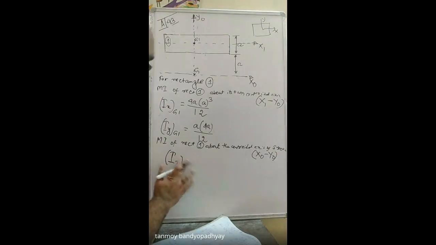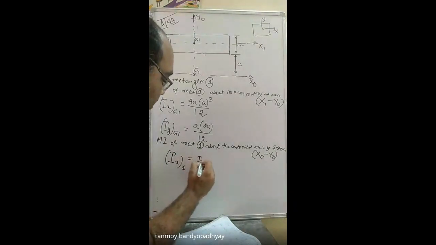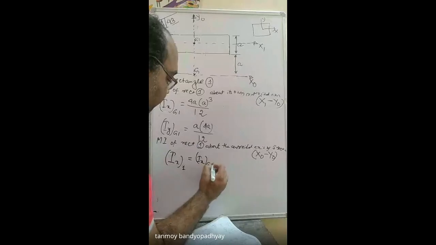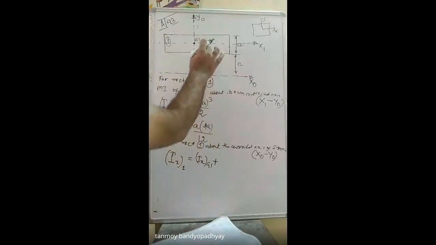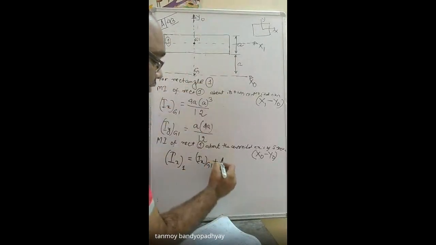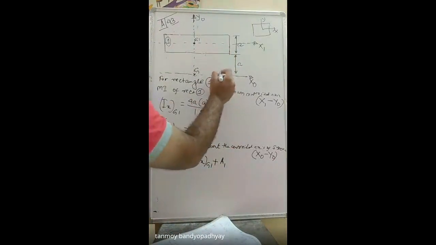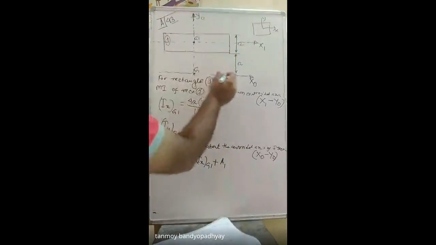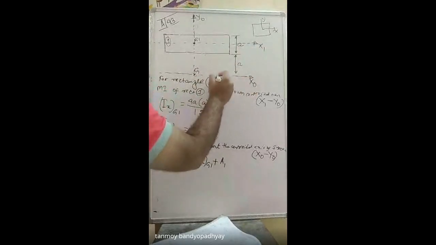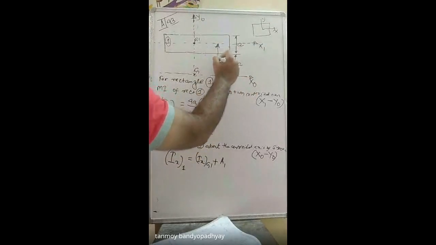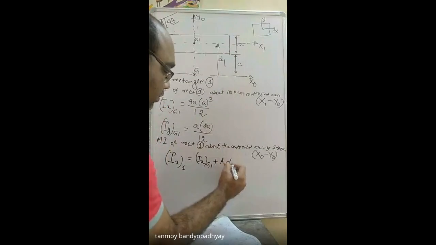So what will be Ix1? So that will be equal to IxG1 plus, I hope you can understand, the area A1 into the distance between the two axes, that is the distance between x0 and x1. So let's call it d1. So that will be equal to d1 square.